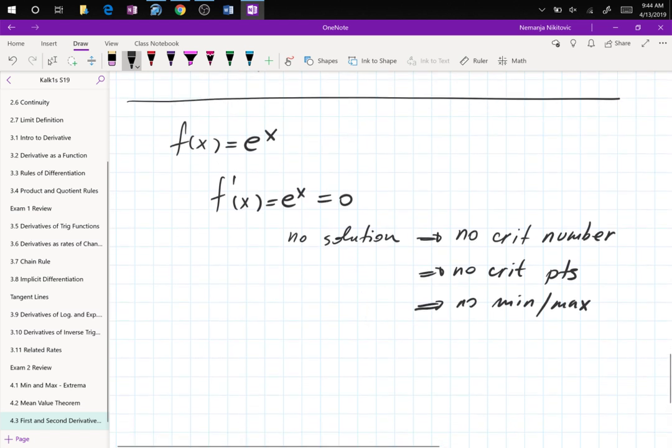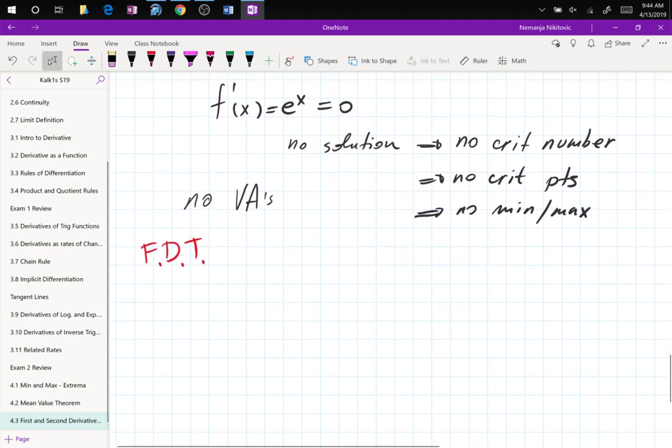Great. How about vertical asymptotes? Do I have any vertical asymptotes for e to the x? And the answer is no, we don't, right? So we have no min-max, no critical points, and no VAs either. Can you do the first derivative test? The answer is yes, because you don't get to partition the domain. The entire domain is one partition, and you just pick one point anywhere.